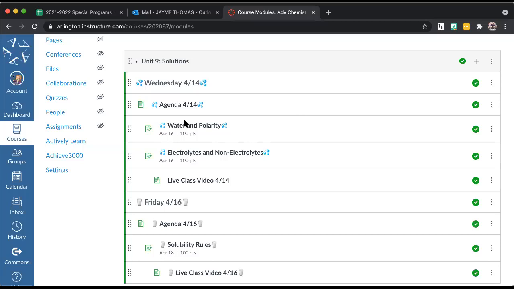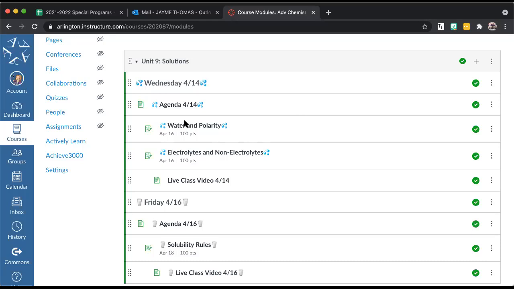Like ionic compounds, if they dissolve like salt, which is an ionic compound, it will split apart into the positive and negative ions. And so ionic compounds, when they're dissolved in solution, are called electrolytes because they will conduct electricity because of the positive and negative charges floating around in the solution.